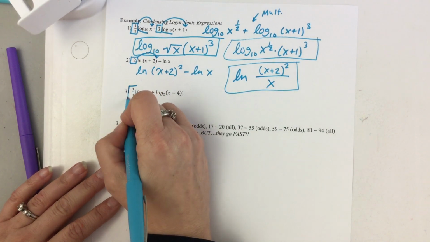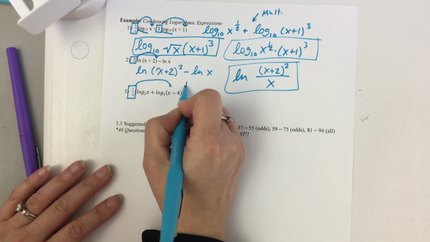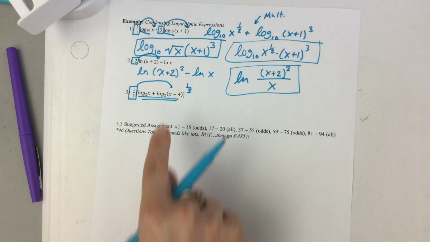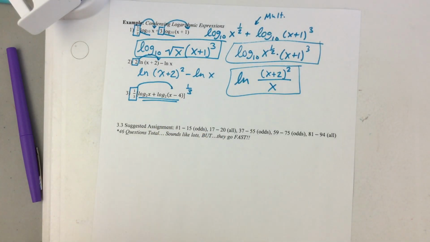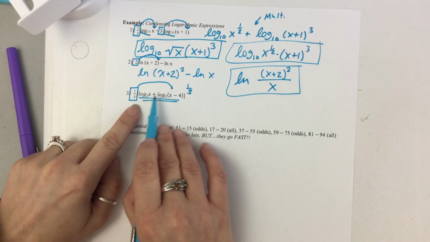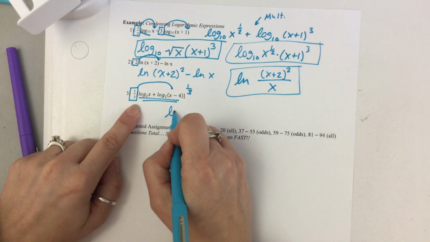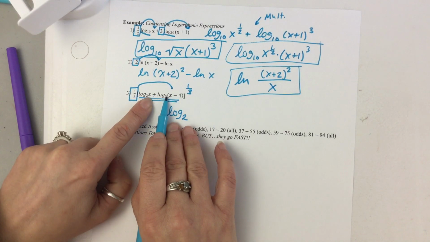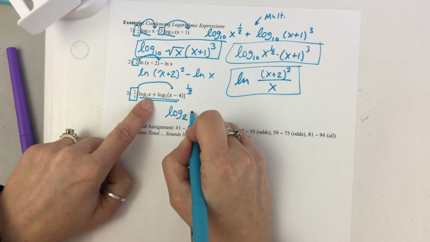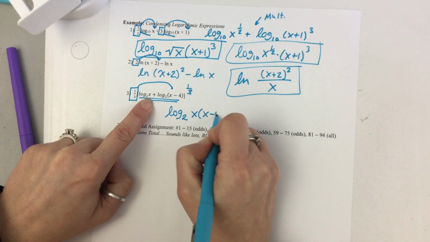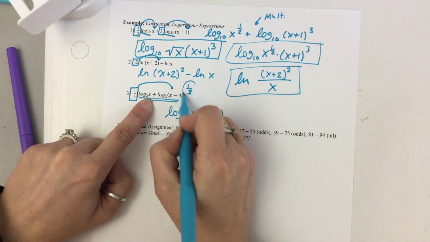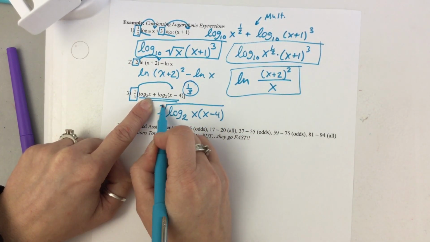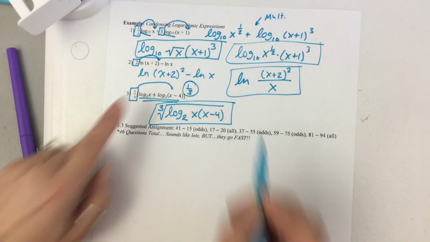Okay, here's the next one. Whoa, this 1/3 goes to the whole thing. So I need to simplify the inside first and take the whole inside to the power of 1/3. This is a log base 2. This is a log base 2. So I write it as one log with the base of 2. Adding goes with multiplying. So I'm multiplying x times x minus 4. This whole thing has an exponent of 1/3, which is a cubic root.